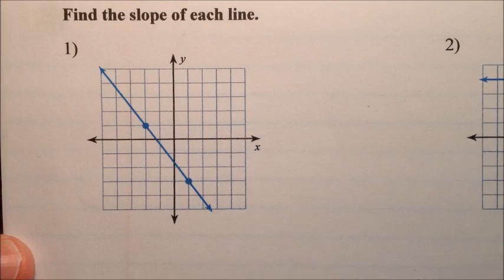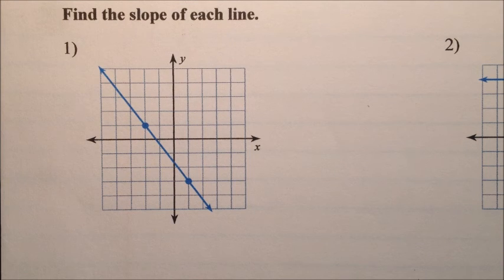In this video, I'm going to discuss problems 1 through 8 from the Chapter 2 exam review. So problems 1 through 8 talk about finding slope. The first 4 will be finding slope from a graph, and the last 4 will be finding slope from 2 points. So here we go.